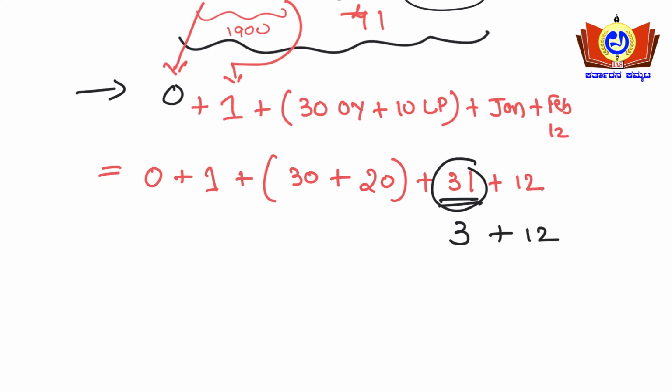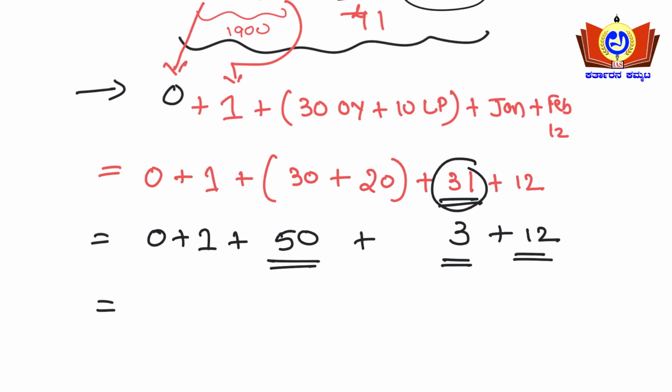So till February 12th. Okay, see here 0 plus 1 plus 30 plus 20 is 50, so 50 plus 3 plus 12. So this is the answer here. Okay, so 50 plus 12 is 62, 62 plus 3 is 65, plus 1, so 66 odd days will be there. 66 odd days we got here.